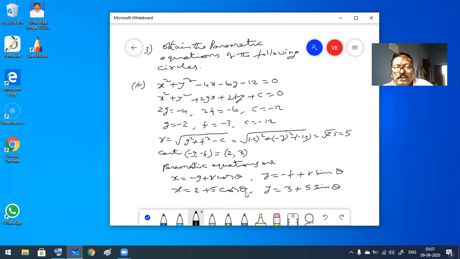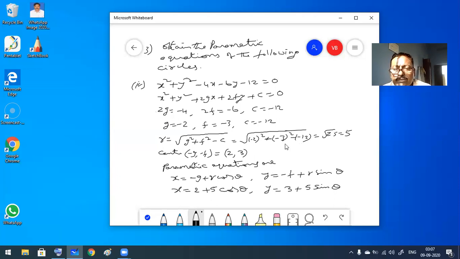So now we have found the parametric equations. We obtained the parametric equations for the different types of circle equations given. In the same way, you can solve some problems which are given in the exercise.